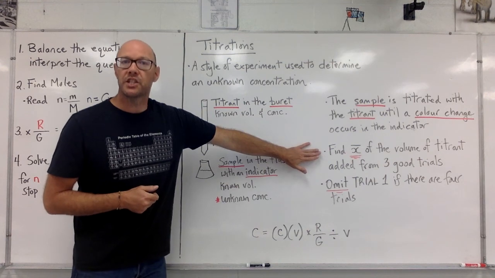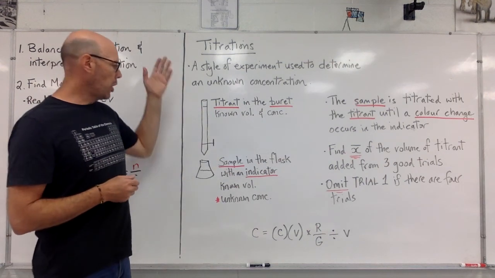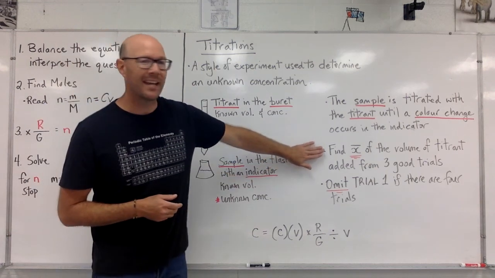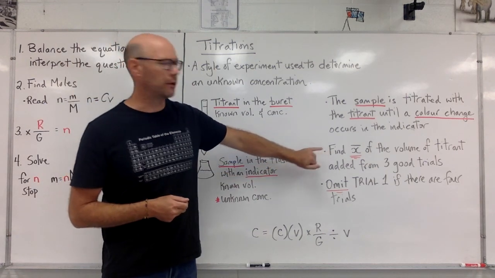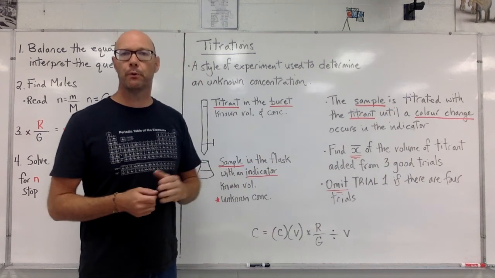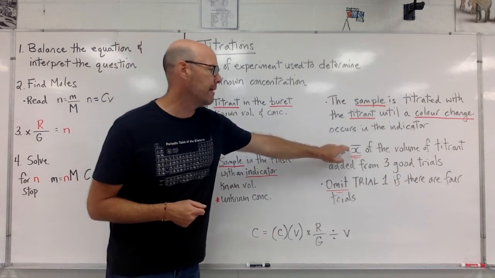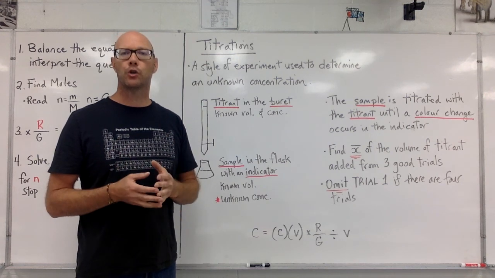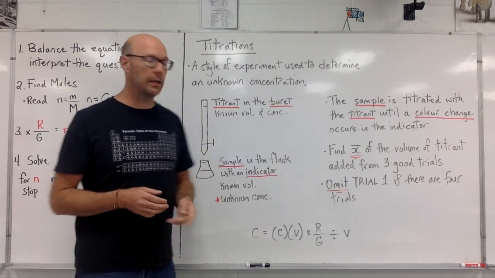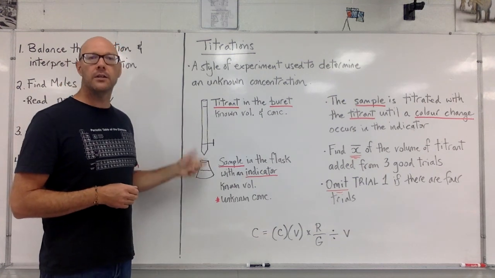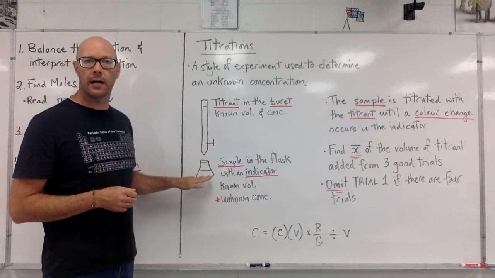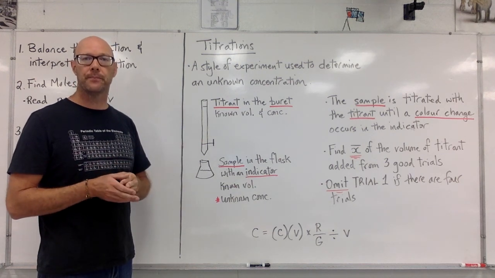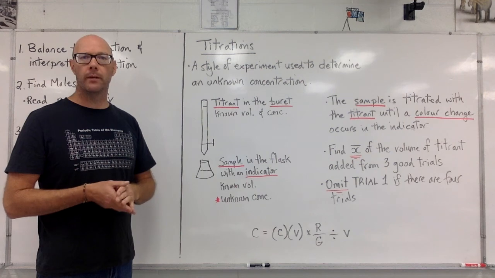Because it represents an experiment, in an experiment we would always perform multiple trials. What we're always going to do is calculate, find the average. X bar, that's the symbol for average. We're going to find the average of the volume of titrant added from 3 good trials. If we were doing this in real life, we would be adding titrants to the sample, looking for the color change. What we would want is 3 consistent results. Any outliers would be omitted.